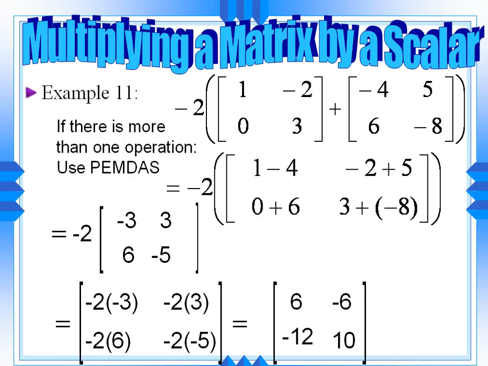Now, if you were looking at this and saying, well, couldn't I use the distributive property? You could. You could multiply -2 by both matrices separately and then add them up. I don't know if that would be easier. I think this way is probably easier, but you could use the distributive property.